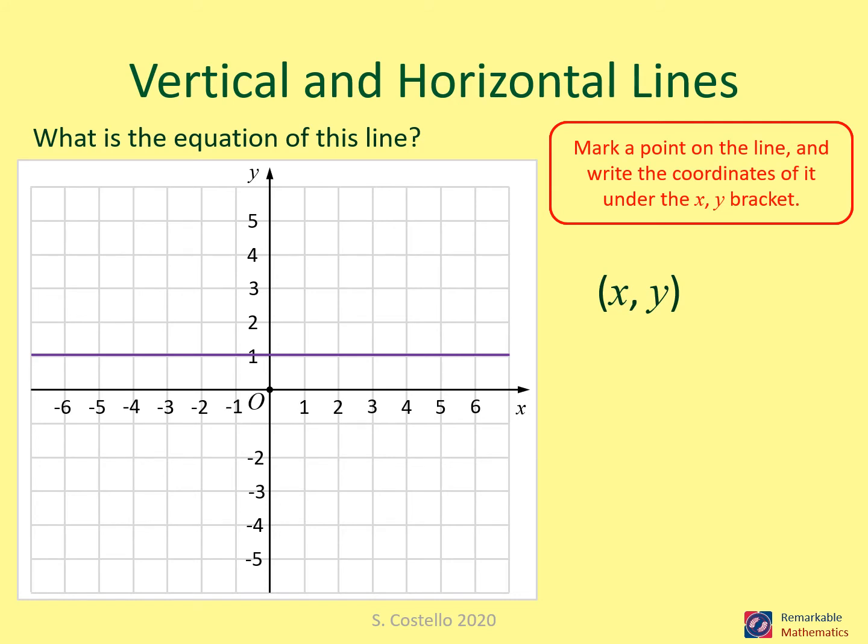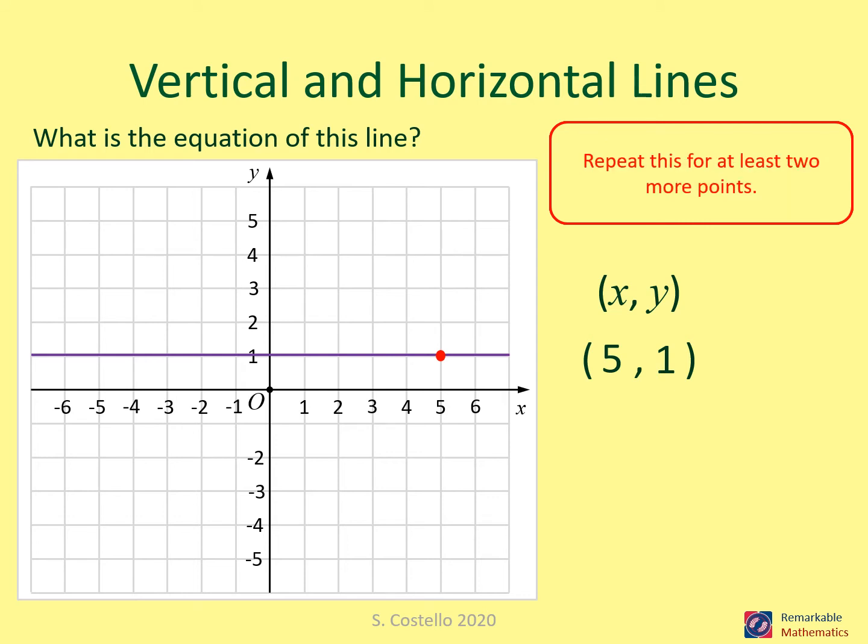Mark a point on the line and write the coordinate of it under the x, y bracket. Mark a coordinate on the line. So what is the x value? It's 5, and the y value is 1. Repeat this for at least 2 more points.